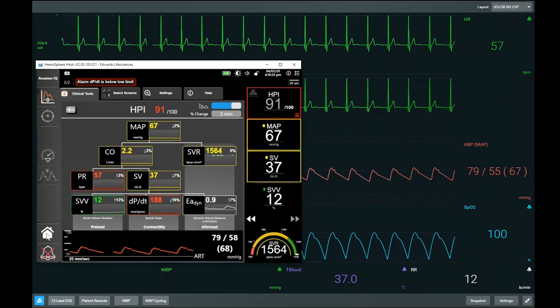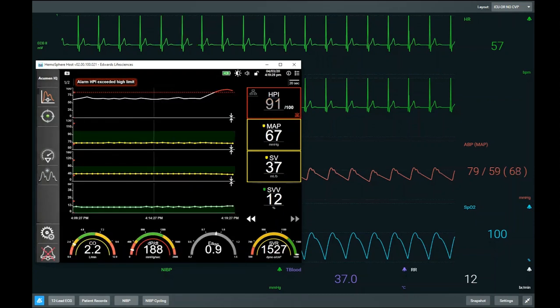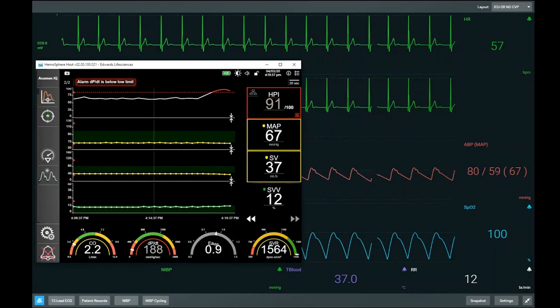And our DPDT, we can see, is starting to drop already. Our baseline value at pre-induction was 250. The baseline earlier on in this scenario was 220. And so we are seeing a decrease in that.